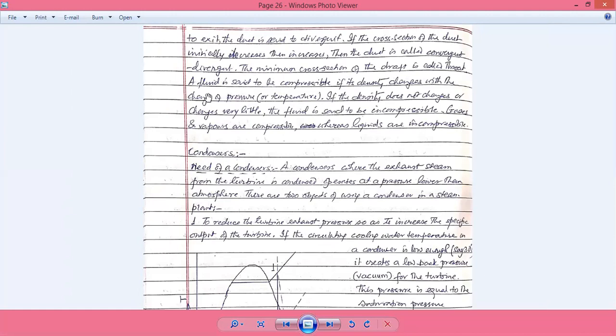A fluid is said to be compressible if its density changes with the change of pressure or temperature. If the density does not change, or changes very little, the fluid is said to be incompressible. Gases and vapors are compressible, whereas liquids are incompressible.